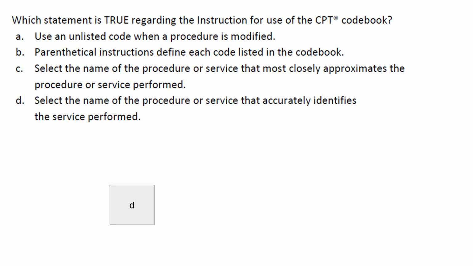Which statement is true regarding the instruction for the use of the CPT code book? Use an unlisted code when the procedure is modified. Parenthetical instruction defines each code listed in the code book. Select the name of the procedure or the service that most closely approximates the procedure or service performed. Select the name of the procedure or the service that accurately identifies the service performed. See, whenever we are doing the CPT code selection, it has to accurately describe the procedure. So D is the correct answer.